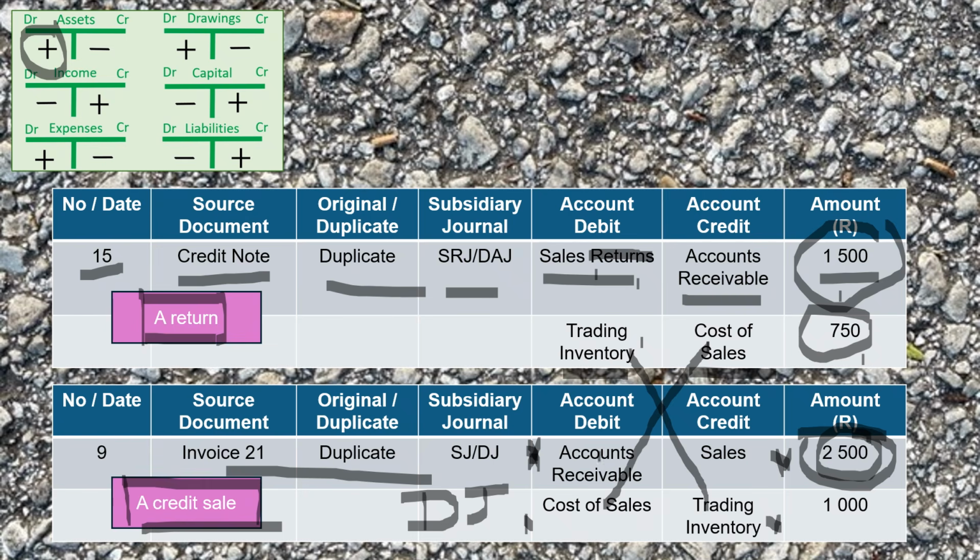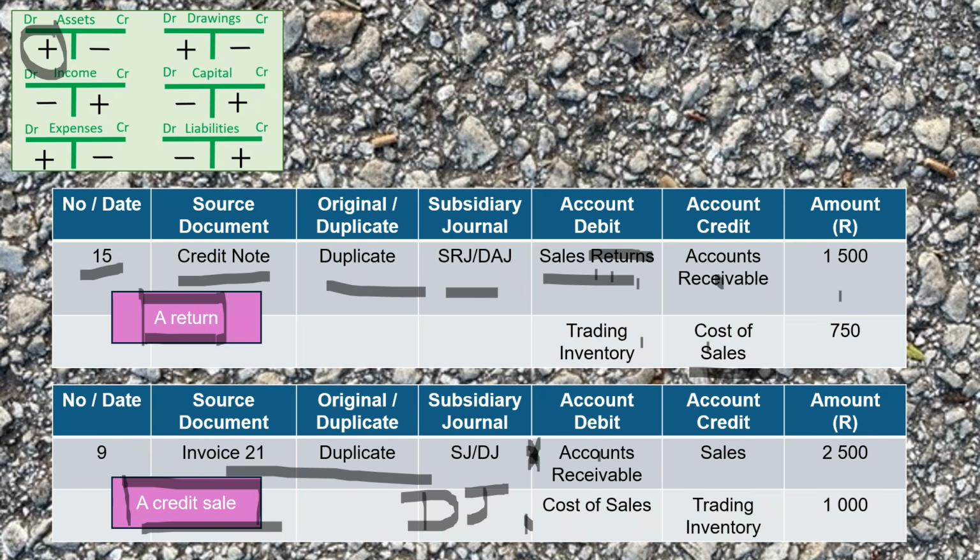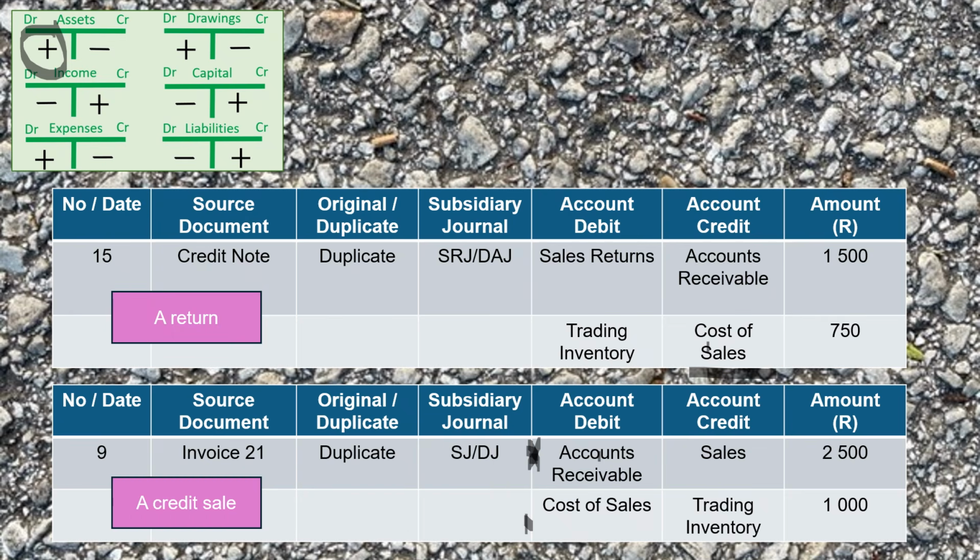Accounts receivable was debited, but now we're reversing that by crediting it. And sales was credited, but now it's going to be debited. That's why I showed this original transaction, because I wanted to show you how a sale and a return compare by putting both transactions on one slide. So I'm going to do that again just quickly.